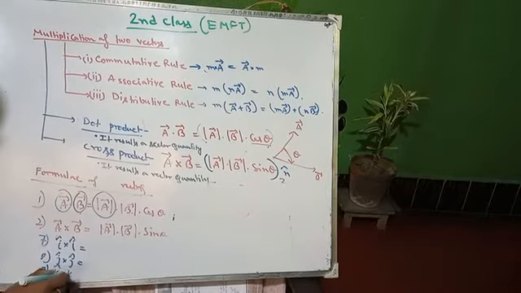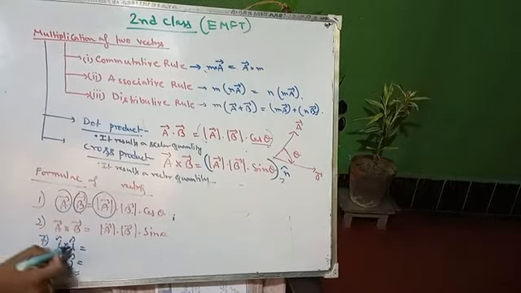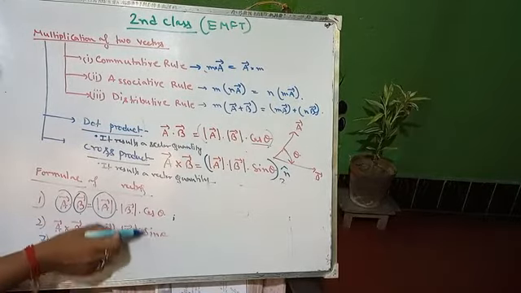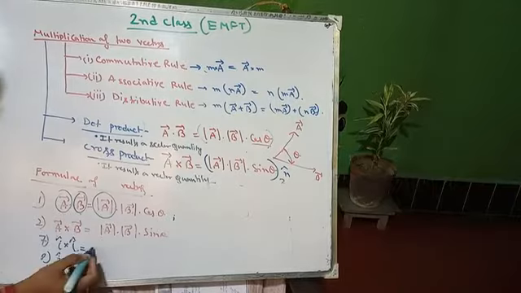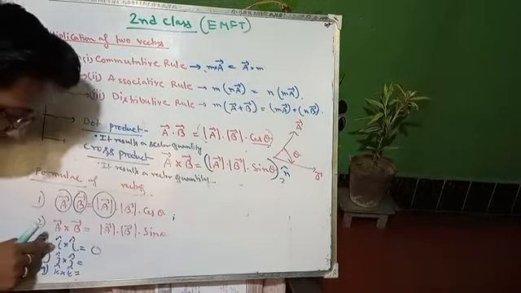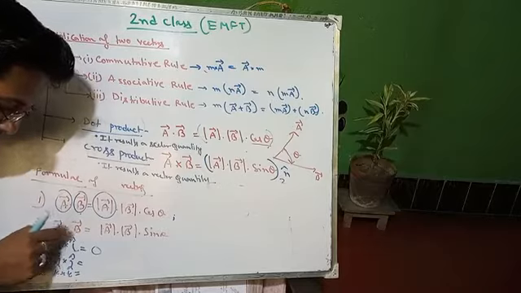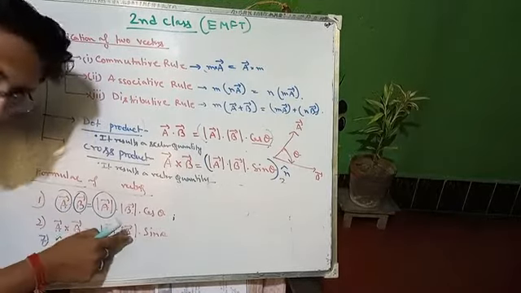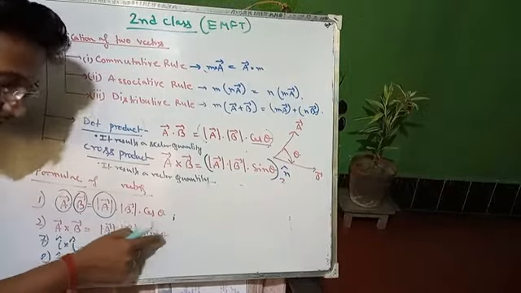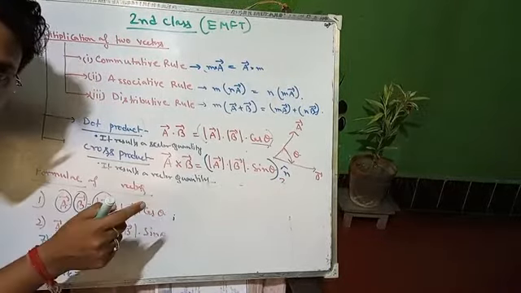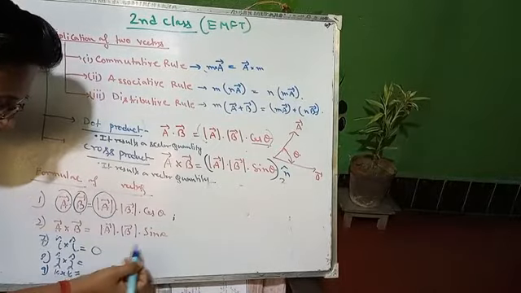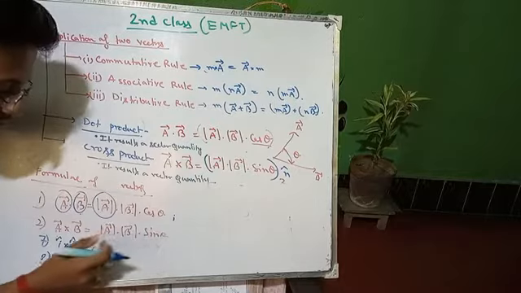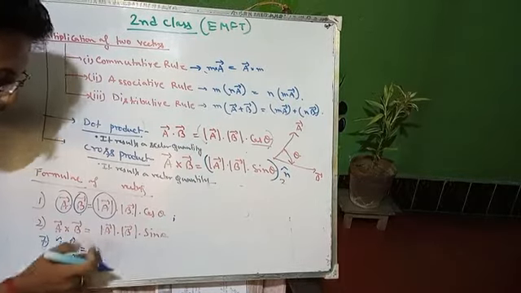K cross k, how much? I cross I means 1 into 1 into sin theta, and sin 0 means what? 0. So I cross I is 0, because in A cross B, the modulus of I is 1, and the angle between I and I is 0 degrees. So sin 0 means 0, and 1 into 1 into 0 is 0. How much? It will be 0.